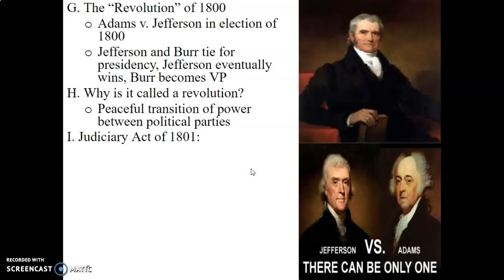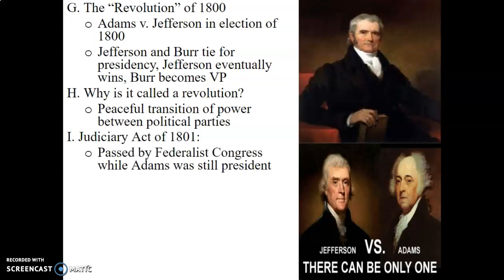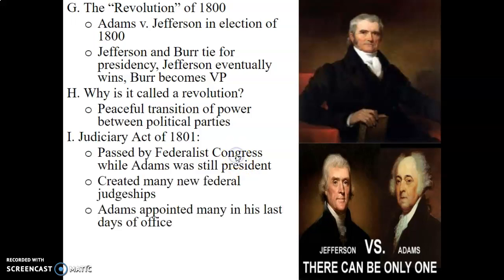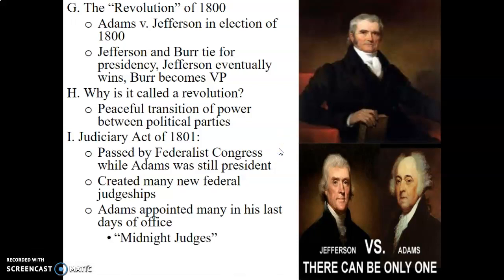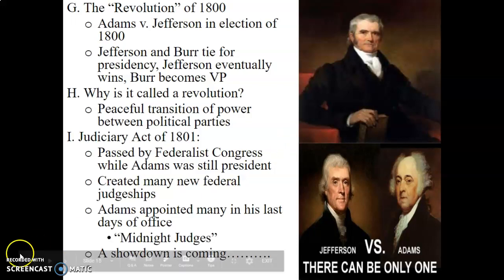We have the Judiciary Act of 1801, which was passed by the Federalist Congress while Adams was still president. It created many new federal judgeships and courts. And during this time, Adams was super upset and bitter that he lost the election to Jefferson. So he did something petty. He appointed a bunch of last-day judges that were Federalists that went against Jefferson's government. They were called the Midnight Judges, and a showdown was sure to come.